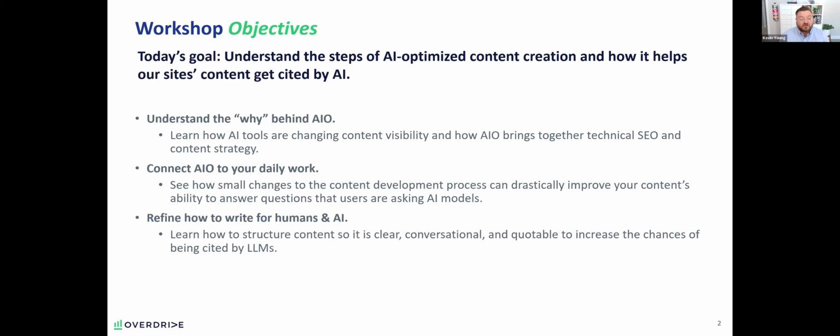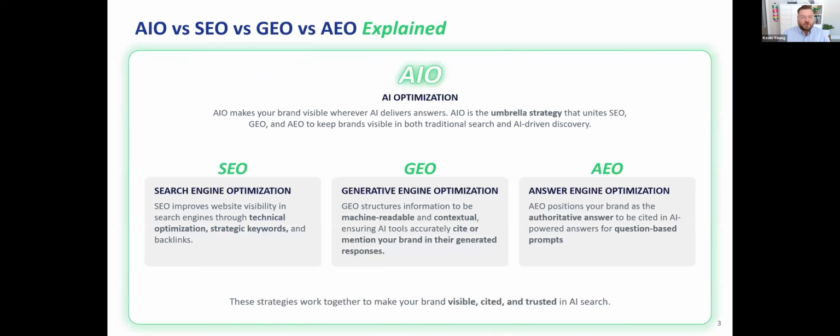We're also going to discuss connecting AIO to your daily work. So we're going to see how small changes to the content development process can actually drastically improve your content's ability to answer questions that users are asking these AI models. And then lastly, we're going to refine how to write for humans and AI. And we're going to learn how to structure content so it's clear, conversational, and quotable to increase the chances of being cited by LLMs.